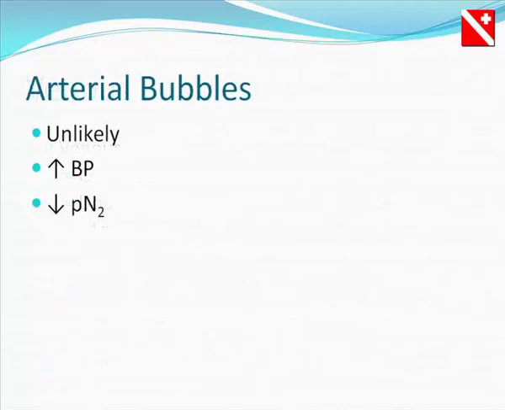We don't assume arterial bubbles because the blood pressure is elevated. Inert gas values are low on the arterial side, and therefore if bubbles are on the arterial side, they got there by a shunt, either in the heart or through the lungs.